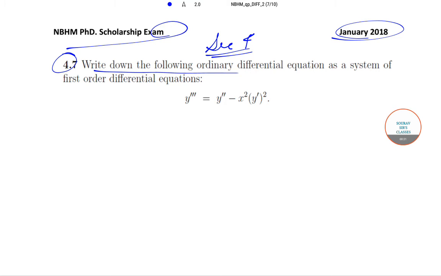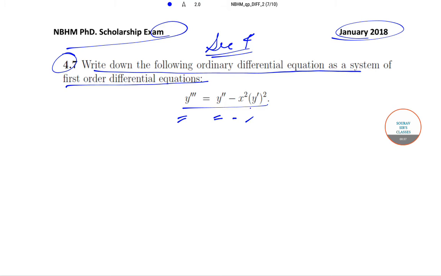We need to write down the following ordinary differential equation as a system of first order differential equations. The differential equation that we've been given is y triple dash is equal to y double dash minus x square into y dash whole square. So this is what we are given.